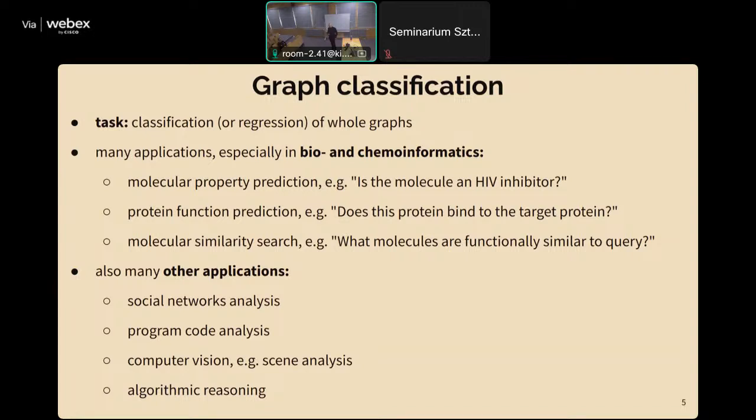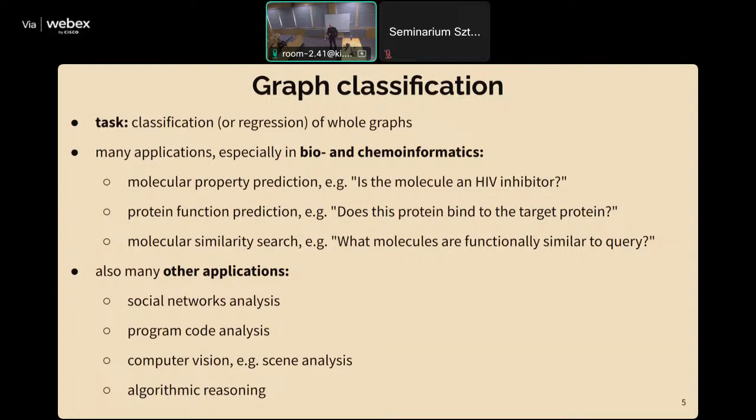based on its connectivity structure. We also have very interesting papers about program code analysis, representing the program code as a graph. Also, in computer vision, we can represent, for example, scenes of objects as graphs and analyze what's on the image as a graph of objects.